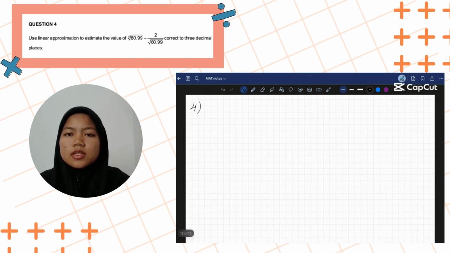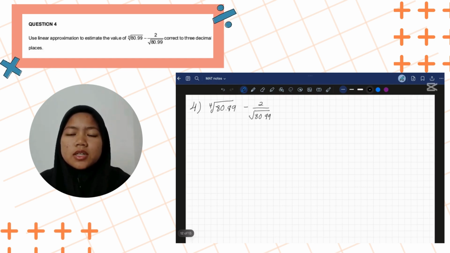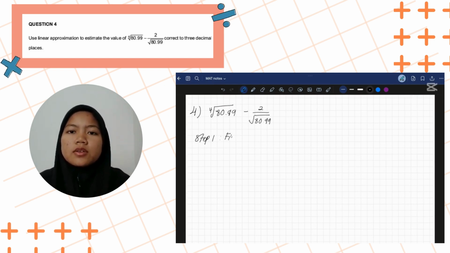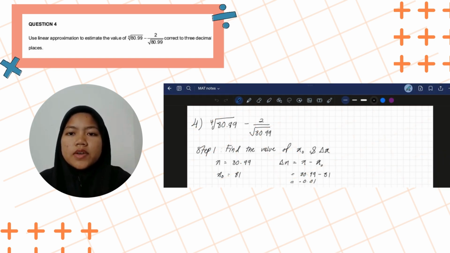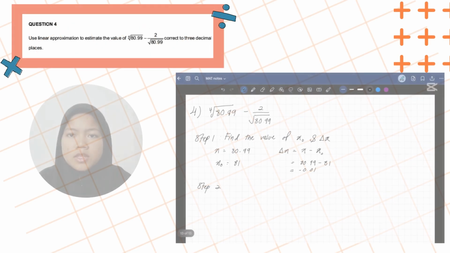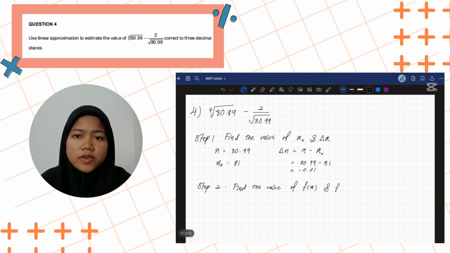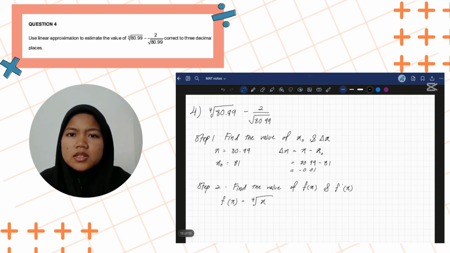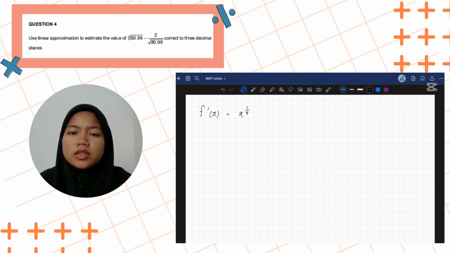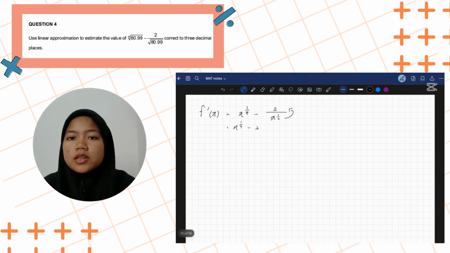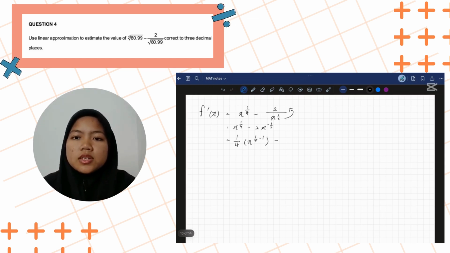In this question, we use linear approximation. First step is to identify x0. Choose a convenient value of x0. Make sure the value of x0 is close to x. In our case, x is 80.99, so we choose 81 as x0. Next, we find the difference of x, which is delta x equals x minus x0. Afterwards, we need to find the values of f(x) and f prime(x). For f(x), we replace the value with 80.99. Then, we differentiate f(x). In this case, we use the constant multiple rule.